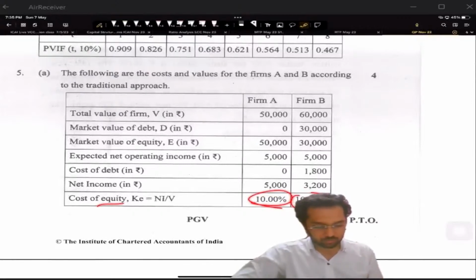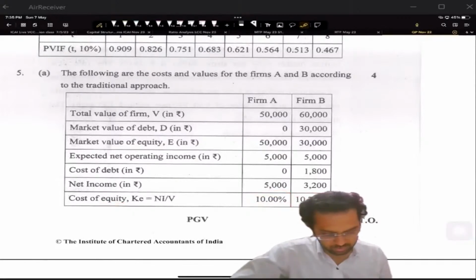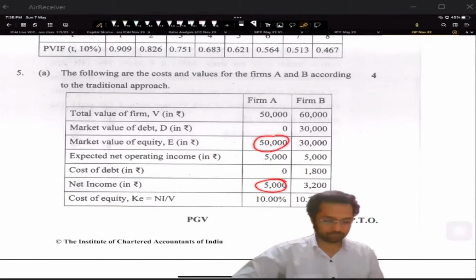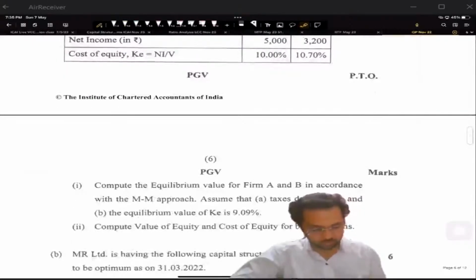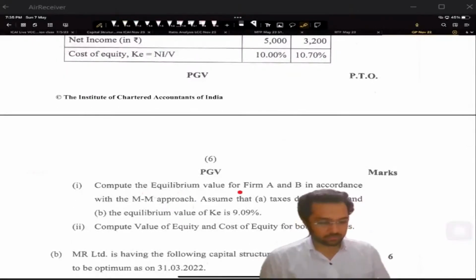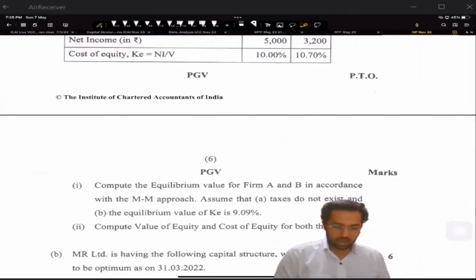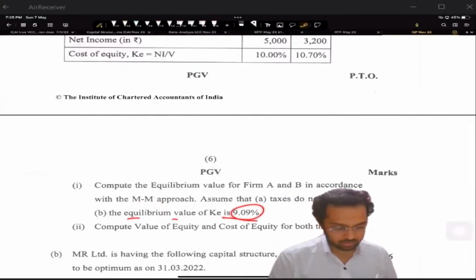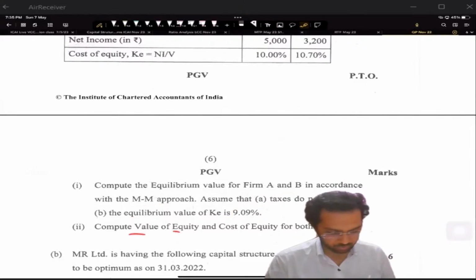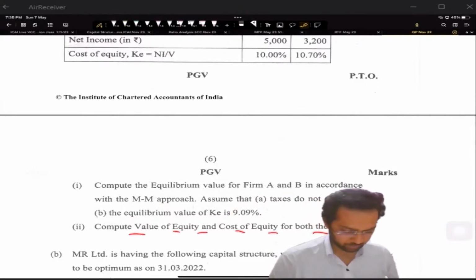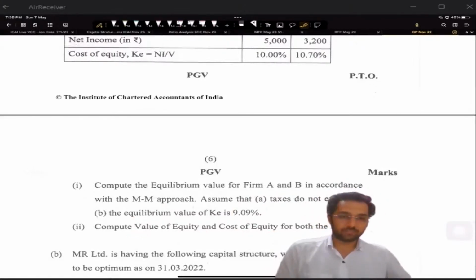Then we have a cost of equity, which is the net income divided by the value of equity. We have to compute the equilibrium value for firm A and B in accordance with the approach, assuming that the taxes do not exist, and the equilibrium value of KE is 9.09. Also compute the value of equity and cost of equity for both the firms.